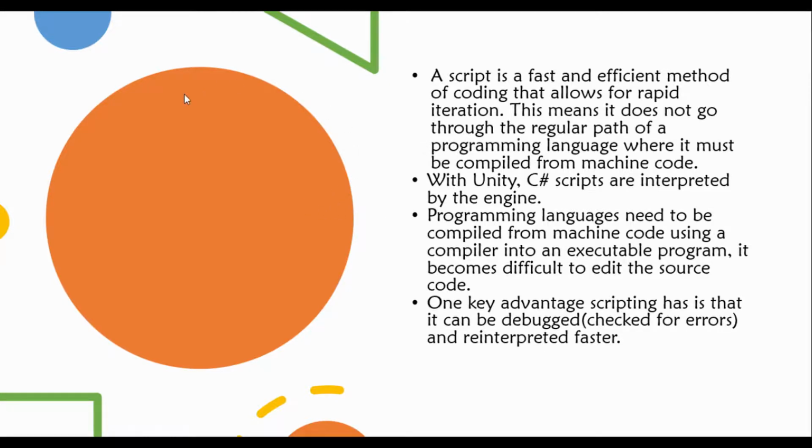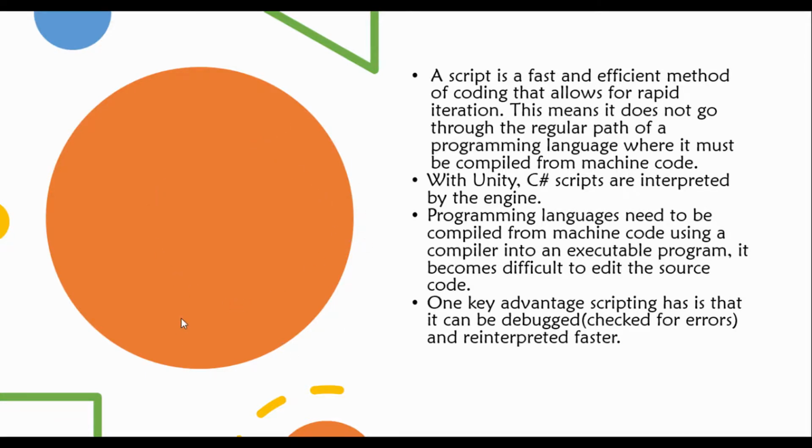So basically, it doesn't go through the regular path of your regular programming language, where you take it from machine language, and then it has to be compiled and later on interpreted. Unity scripts are interpreted by the engine. Like we mentioned, programming languages need to be compiled from machine code using a compiler, and then it gets built into an executable program. And once that happens, it becomes difficult to edit your source code, except you use some specialized software to reverse engineer that process.